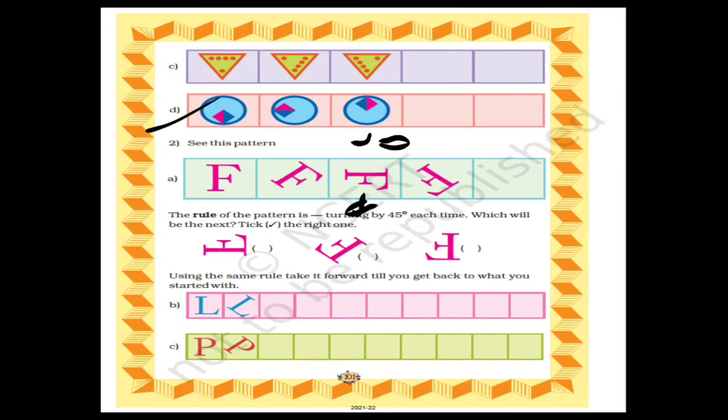Now let's see the question number D. So in question number D, carefully observe this pattern is at the bottom. Then it is taking a 1/4 turn. So it will be on left hand side. Then it is upward. Now you have to continue this pattern. So what will come next?